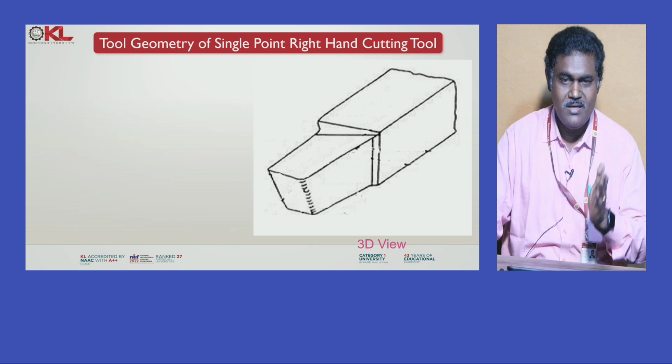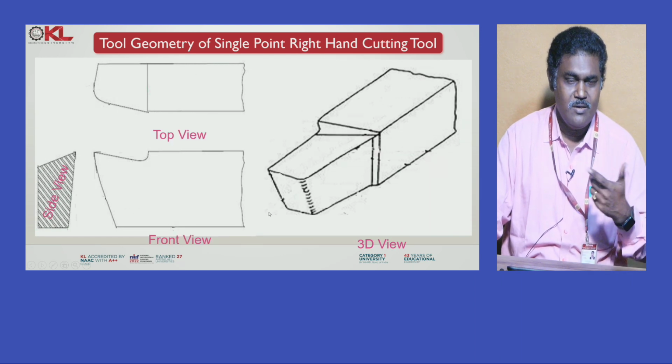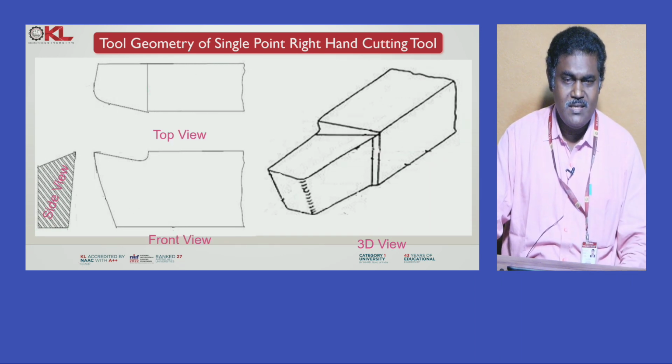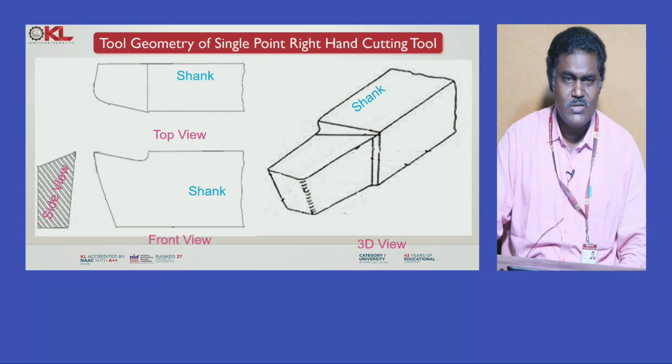Now, on the side I can also show, for clear understanding, the orthogonal views of this isometric view, that is the front view, side view and top view. Now, you can see that different faces are identified in this cutting tool. This is the shank portion of the cutting tool. This entire portion is called the shank portion, and this top surface is called the face.